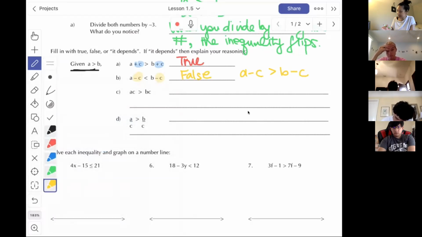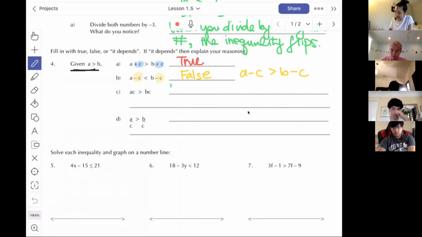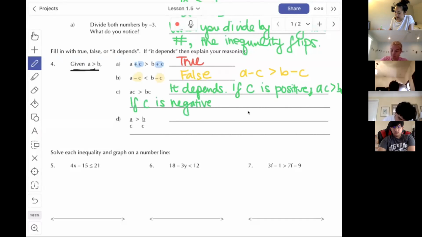Now, when you multiply, as you can probably tell, you have a lot more lines. This one, it depends, right? And it depends on if C is positive or negative, all right? If C is positive, then AC will be greater than BC. If C is negative, then AC will be less than BC. All right, so it depends on what C is.